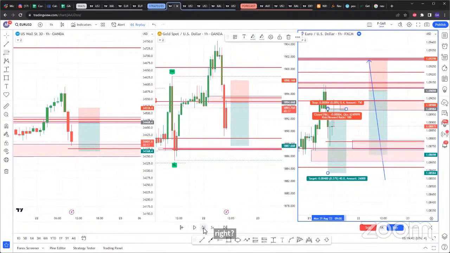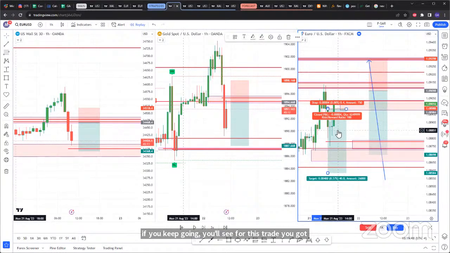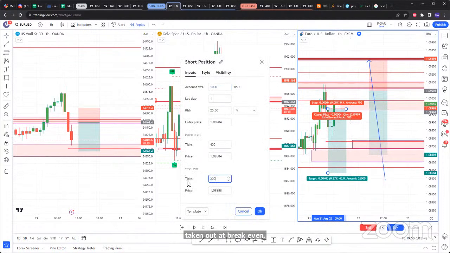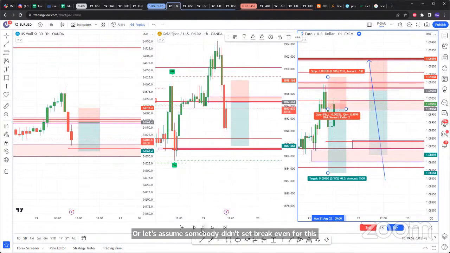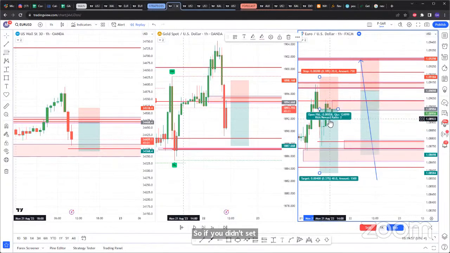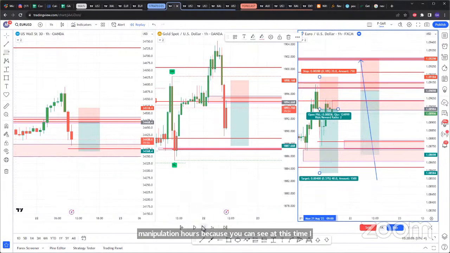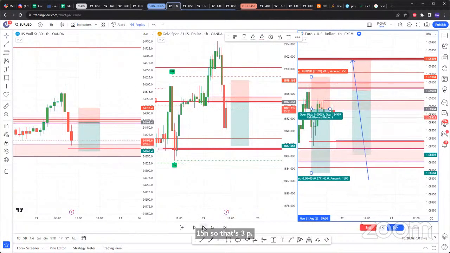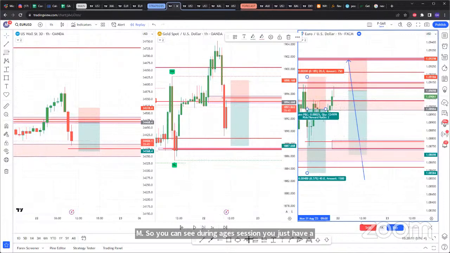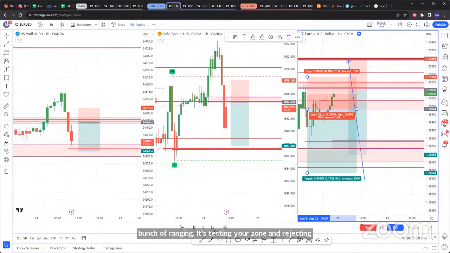So if you keep going, you'll see for this trade, you got taken out at break even. Or let's assume somebody didn't set break even for this trade, and let's see how the trade would have gone on. So if you didn't set break even, I can tell this is during those manipulation hours, because you can see at this time volatility started dying down, because this is 15 hours, so that's 3 p.m. You can see during Asia session you just have a bunch of ranging. It's testing your zone and rejecting, but came back up. So let's see for this trade.